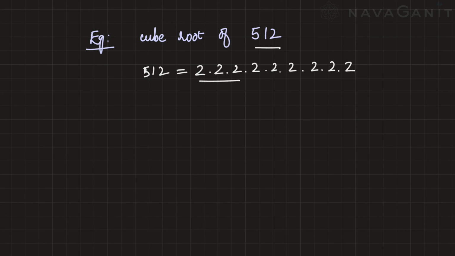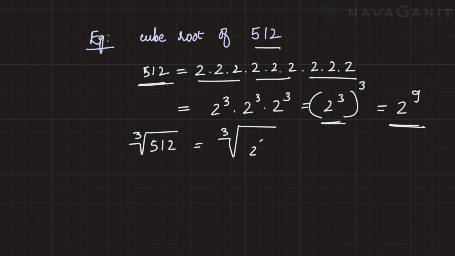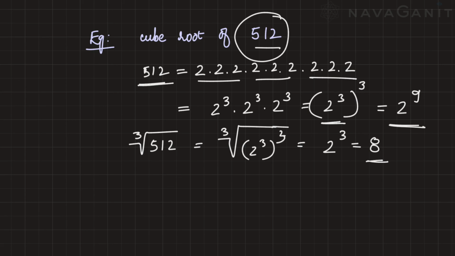That is, if I take chunks of 3, this is 2 cubed multiplied by 2 cubed multiplied by 2 cubed, so that is 2 cubed whole cubed, which is 2 power 9. So 512 is nothing but 2 power 9, that is 2 cubed whole cubed. So the cube root of 512 will be the cube root of 2 cubed whole cubed. This would be nothing but 2 cubed, which is 8. So the cube root of 512 would be 8.